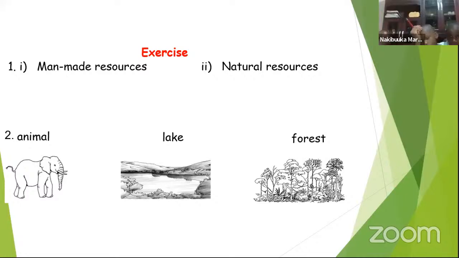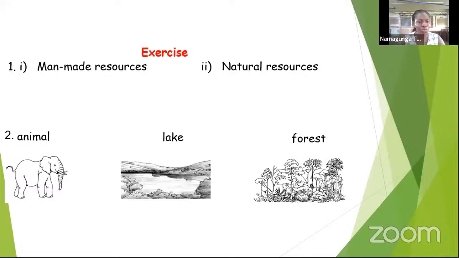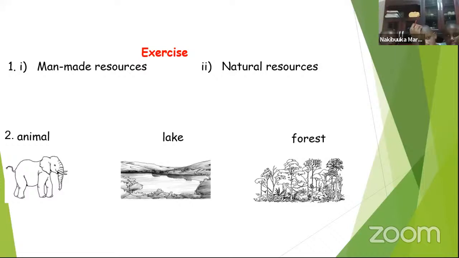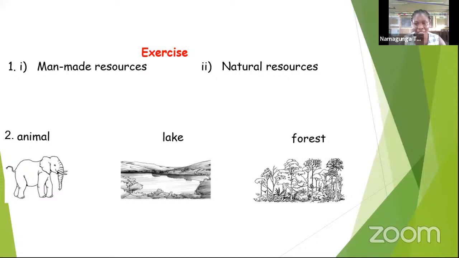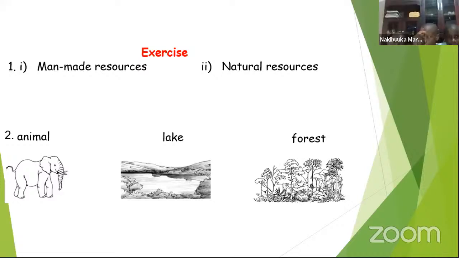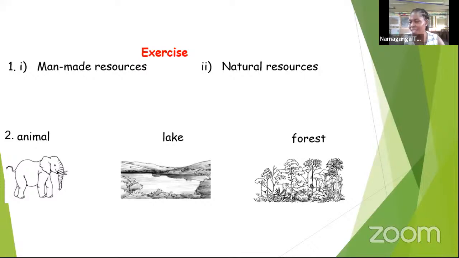Yes, teacher. Good. I was saying on your screen, give me the examples of natural resources I've shown you. Number 1 is animal. Number 2, lake. Number 3, forest. Thank you very much. Now I know you also drew your own, so you can see examples of natural resources. Number 3 is saying, what are man-made resources?